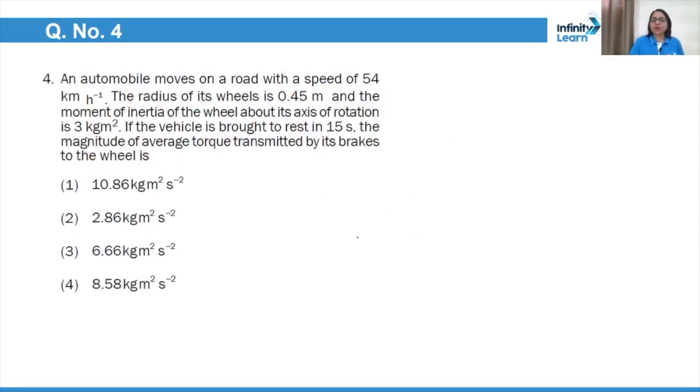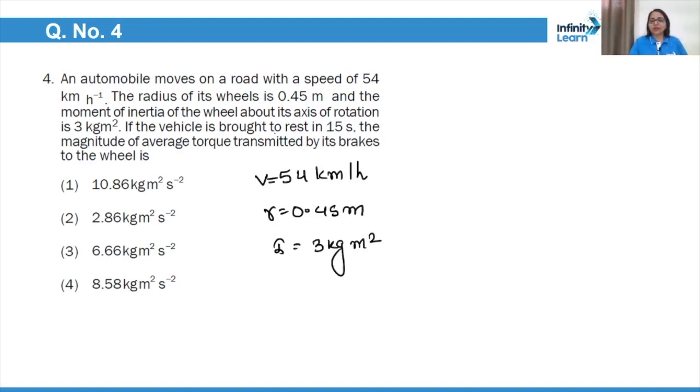Question number 4. An automobile moves on a road with a speed of 54 km per hour. Radius of the wheel is 0.45 meter and the moment of inertia of the wheel about the axis of rotation is 3 kg meter square. If the vehicle is brought to rest in 15 seconds, the magnitude of the average torque transmitted by its brakes to the wheel is. So torque is given as I into alpha.